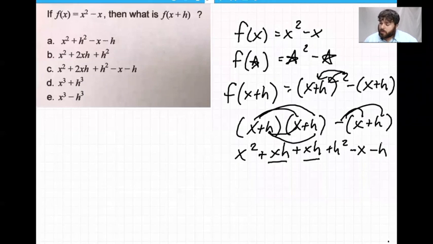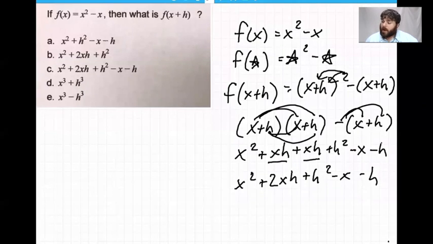Then just put your two common terms together. You have two of these xh's. Okay, that problem is really, really easy minus two things. Sometimes people forget what function notation even means, and then some people forget to multiply out that squared. Other than that, this problem is pretty easy.